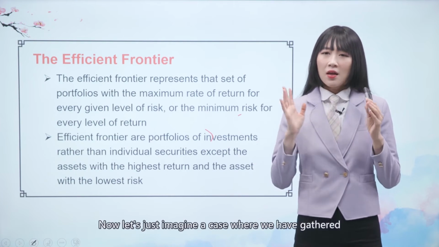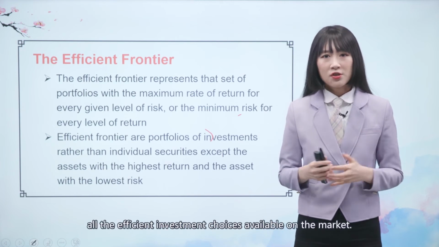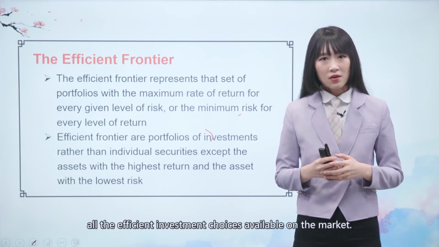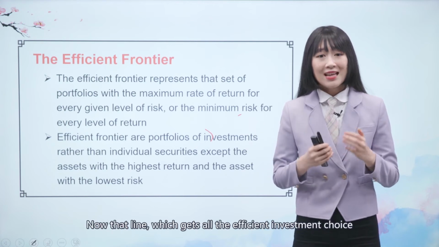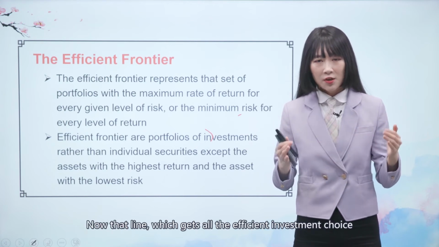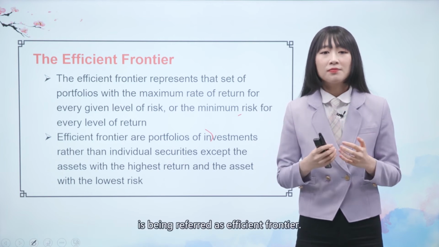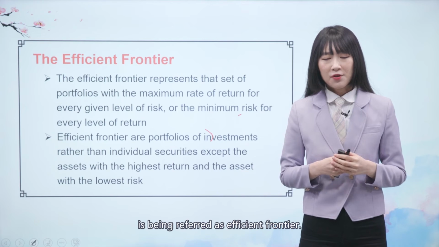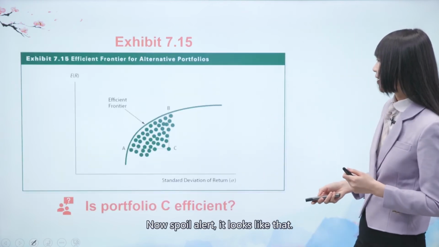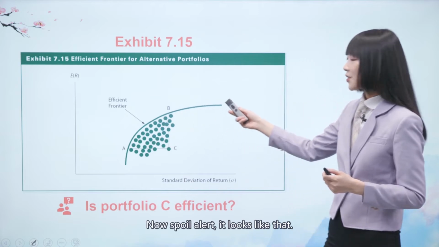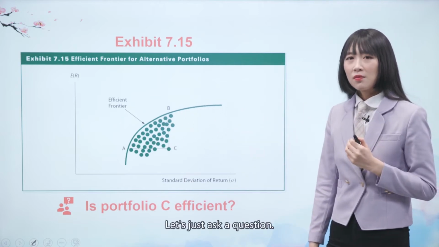Let's just imagine a case where we have gathered all the efficient investment choices available on the market. We form them together to draw a beautiful curvy line. Now, that line, which gathers all the efficient investment choices available on the capital market, is referred to as the efficient frontier. Now, spoiler alert, it looks like that.